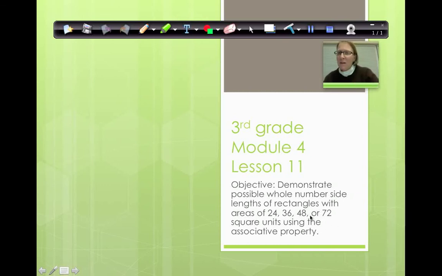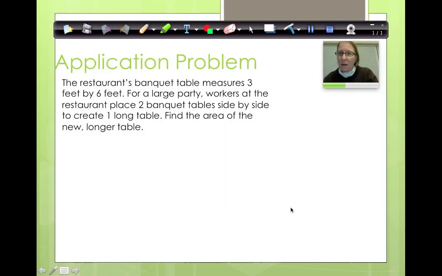Now, what do you remember about associative property? It's who you associate with is who you're friends with. So remember, we're going to switch around who they get to be friends with, their parentheses. All right.